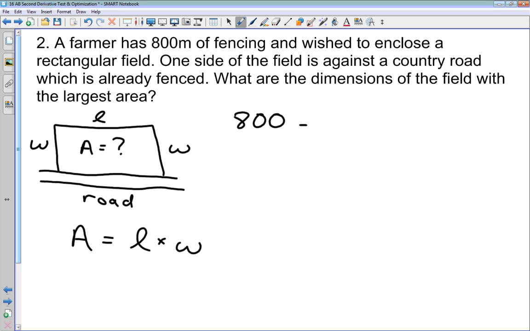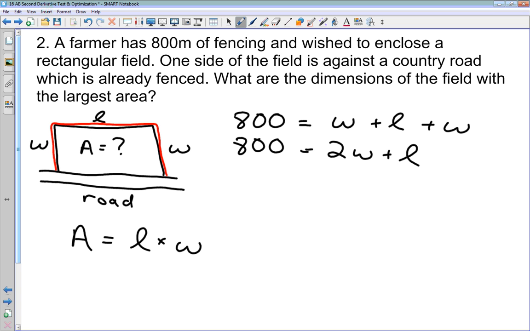So we know that if we're going to use all of that 800 meters, we've got a fence around these three sides here, right? So we can take that 800 meters, and that is going to give us one of our widths, one of our lengths, and one of our widths. Okay. Kind of like the perimeter here. So 2 widths plus 1 length have to add up to 800 meters.